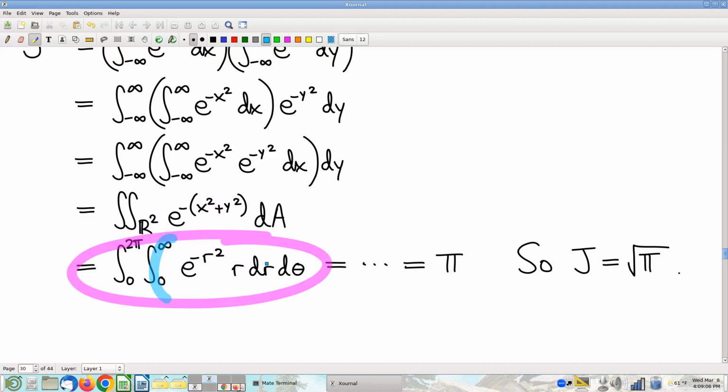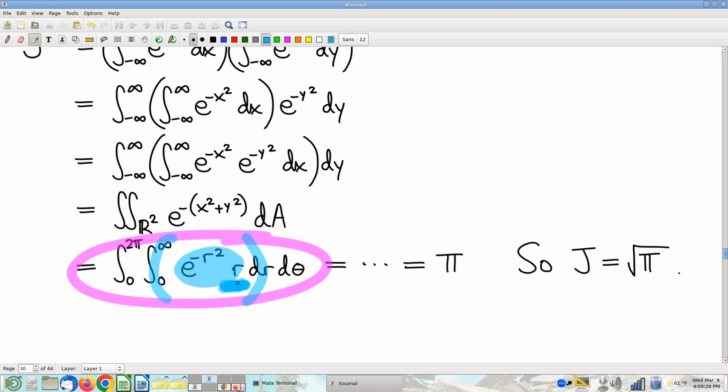Looking at the inside integral, that exponential now has an extra factor of r sitting next to it, and it's now an easy substitution. Just let u equal negative r squared, and it all falls apart. It's just boom, instant.